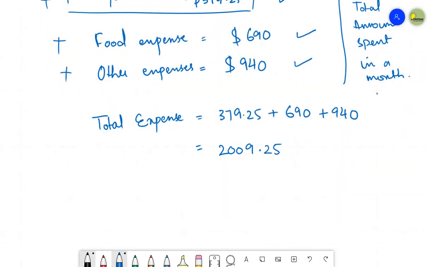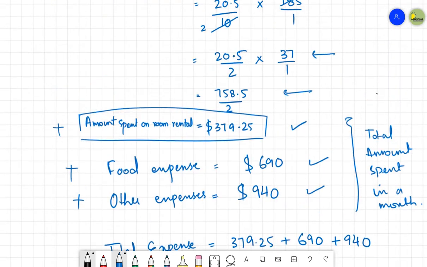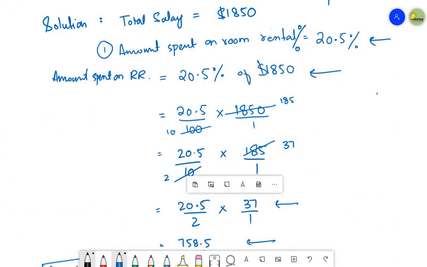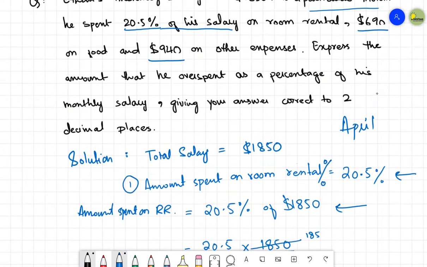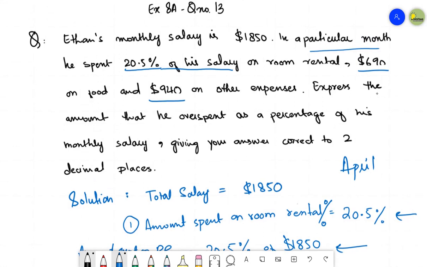Now, after finding out the total expense, just go to the question again. In the question, what do you actually need? Just let's talk about these three lines. Express the amount that he overspent. The meaning of overspent must be clear to you. Let me give you an example.